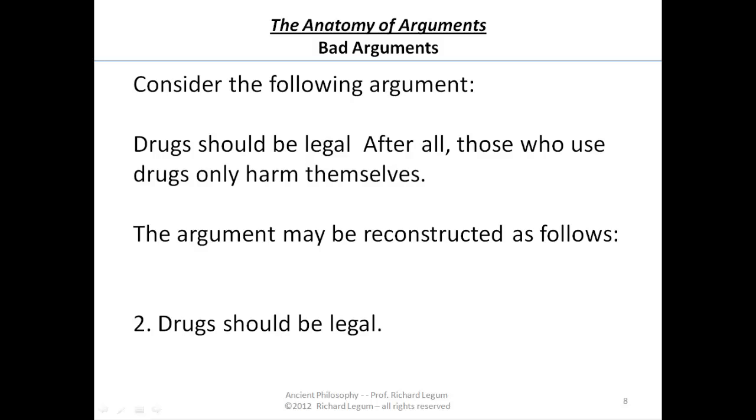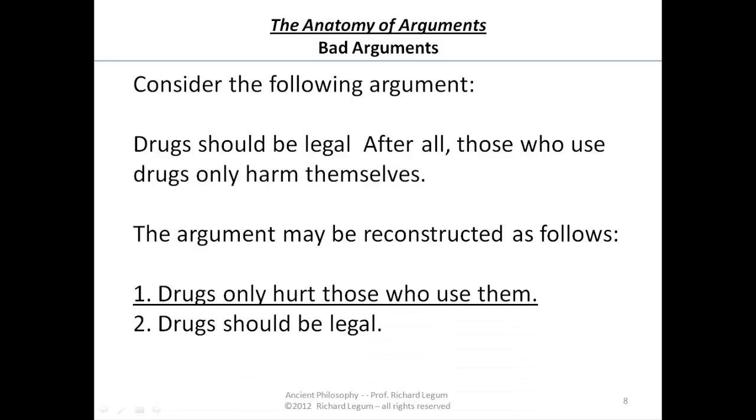And next, what premise leads to that? Drugs only hurt those who use them. Notice we have short statements, very precise statements. This shows us what the argument looks like. This is really an easy one because the argument, as stated, only had two sentences. One was the premise, one was the conclusion.